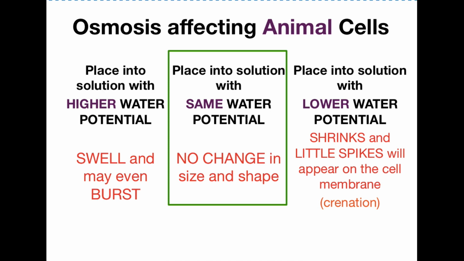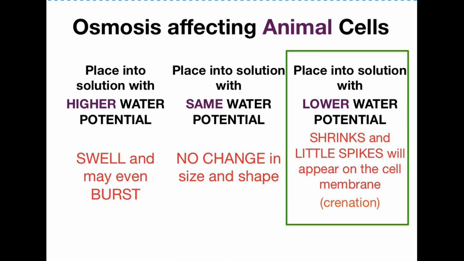When animal cells are placed into a solution with lower water potential, water molecules will move from a region of higher water potential, which is the cytoplasm of the animal cell, into a region of lower water potential, which is the solution. The cell will start to shrink, and little spikes will start to appear on the cell surface membrane. This process is known as crenation. The cell will then become dehydrated and will eventually die.